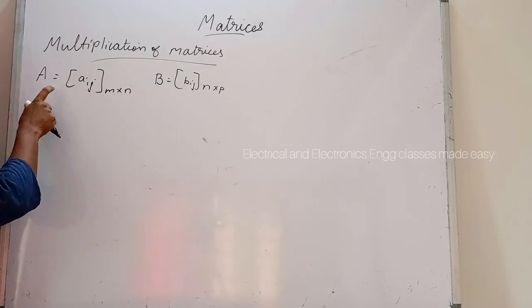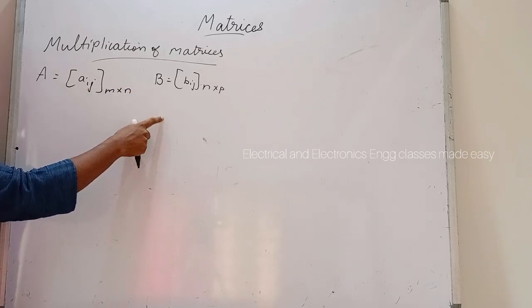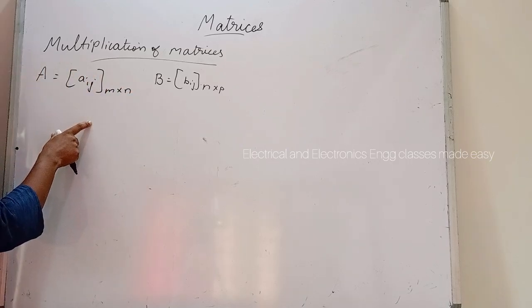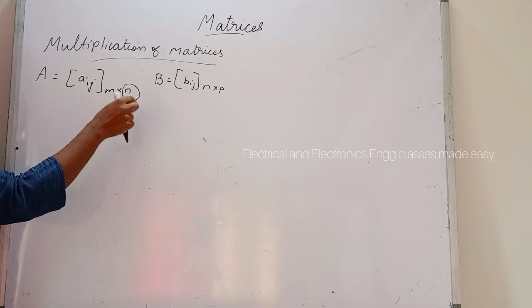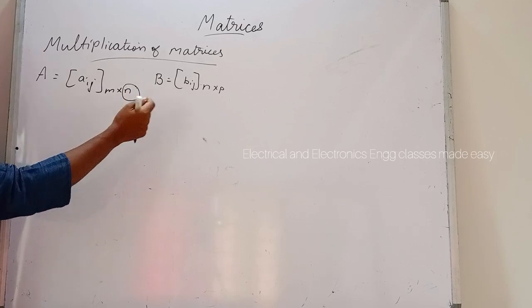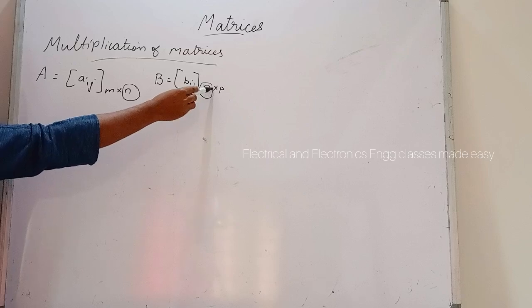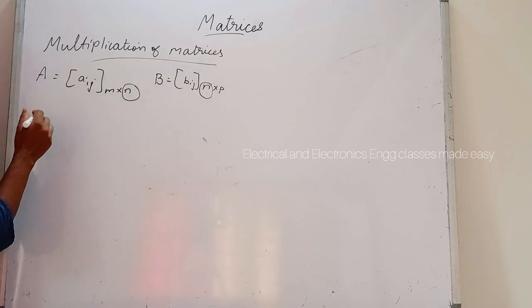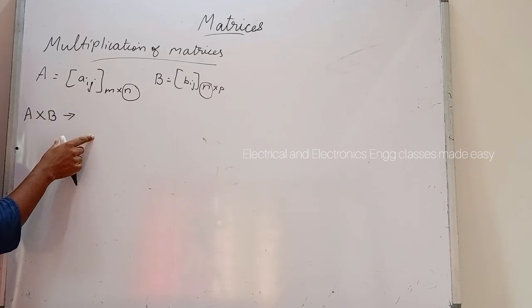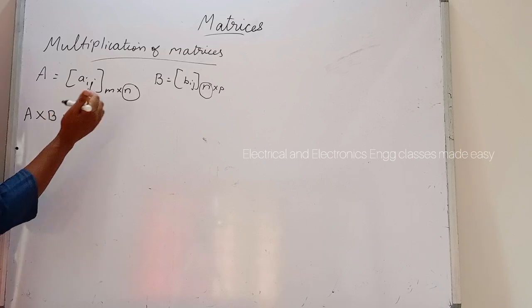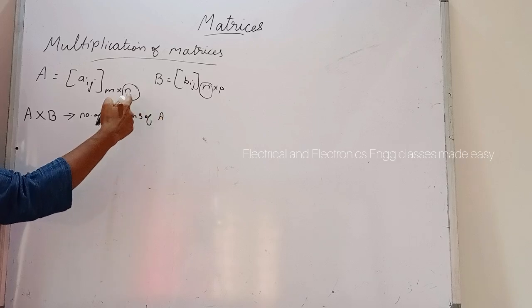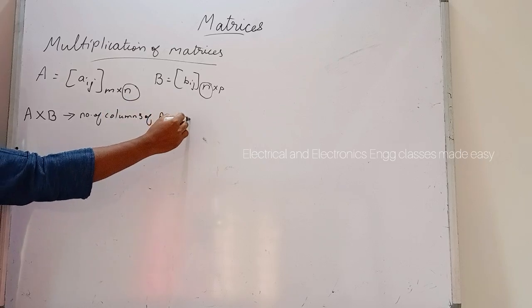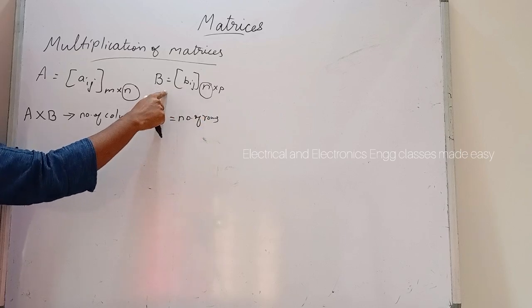So, two matrices A and B can be multiplied if the number of columns of the matrix A is equal to the number of rows of the matrix B. So, the product of two matrices A and B is defined, it is possible, only if the number of columns of matrix A is equal to the number of rows of matrix B.